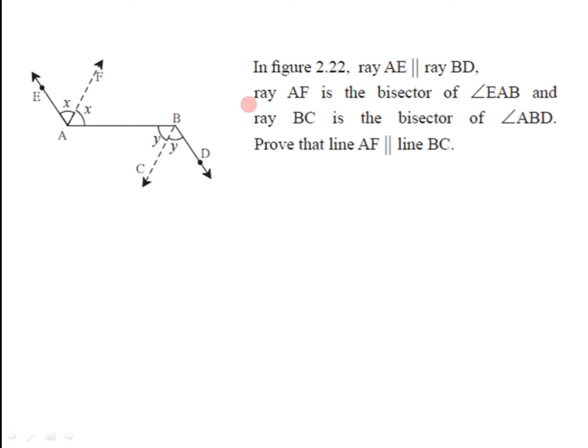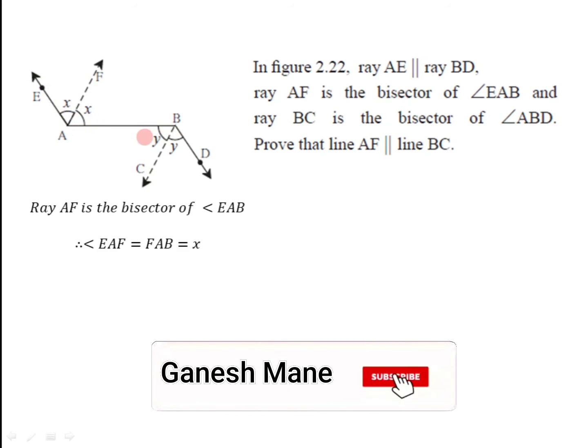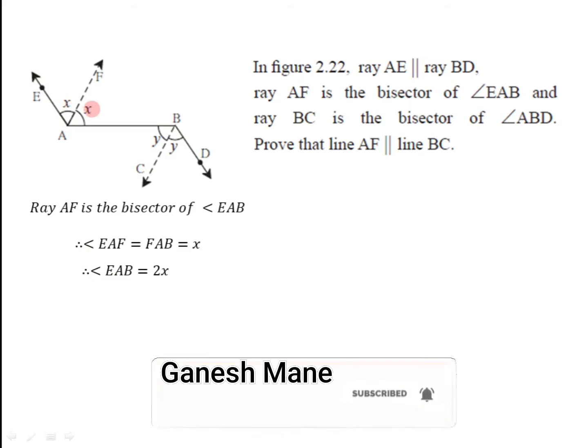We'll start with the given. In this problem, it is given that ray AF is the bisector of angle EAB. That means the two smaller angles so formed must be congruent. This angle EAF is congruent to angle FAB. So these are the two angles formed which must be congruent. Let their measures be x. That is, angle EAF is equal to angle FAB is equal to x. And if we add these two smaller angles, we get angle EAB. That is, angle EAB is equal to x degree plus x degree.